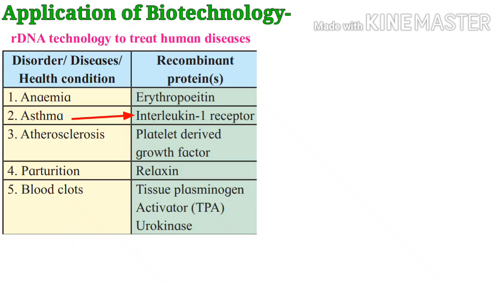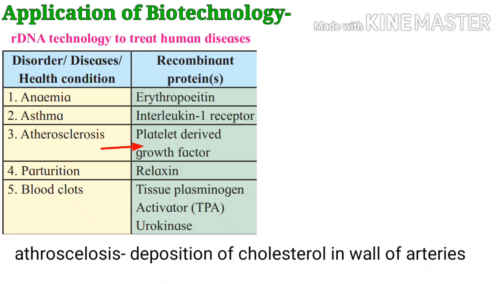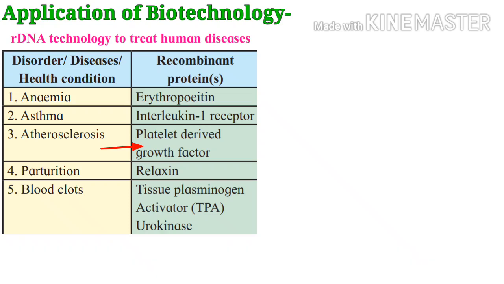Another condition is atherosclerosis. Atherosclerosis is a condition in which there is deposition of cholesterol or fat in the walls of arteries. This deposition can be treated by a protein, that is platelet derived growth factor. This platelet derived growth factor can cure atherosclerosis, not arteriosclerosis. Atherosclerosis means deposition of cholesterol in the wall of the artery.